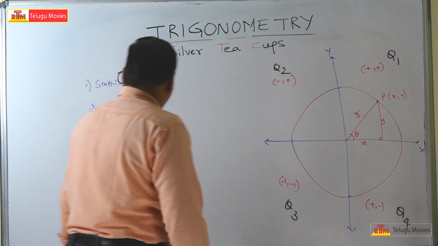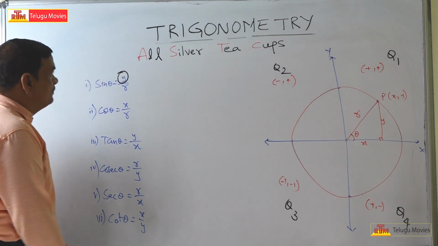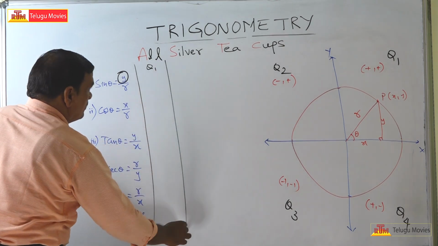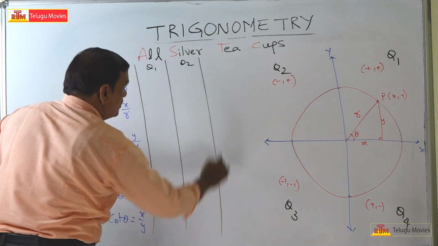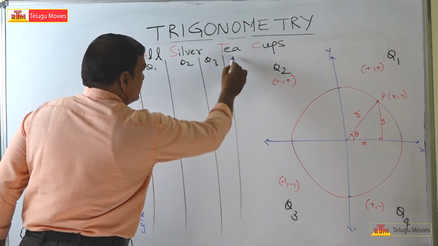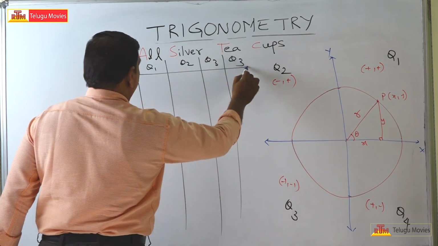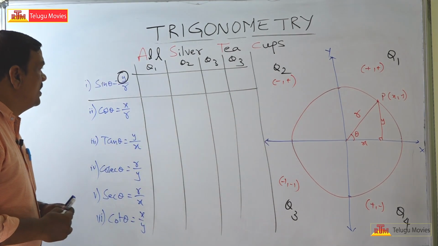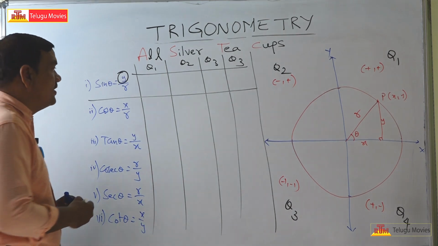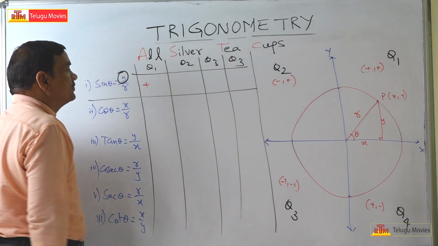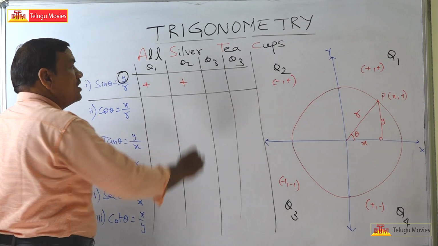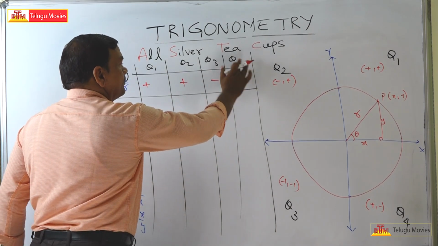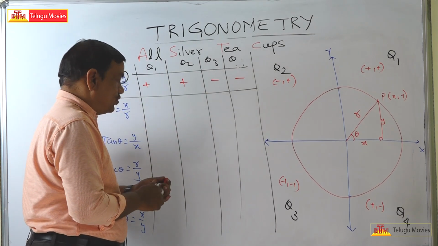I will write it down like this. So this is Q1, this is Q2, then Q3, the third quadrant. Please listen carefully. In Q1, the first quadrant, it is positive. The second quadrant is also positive. The third quadrant is negative. The fourth quadrant is also negative.